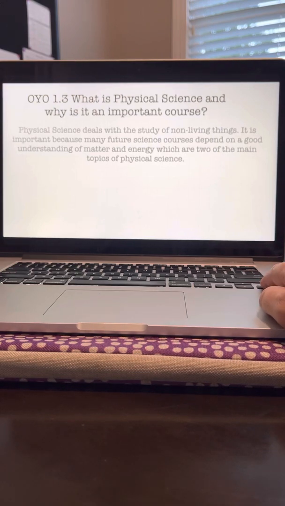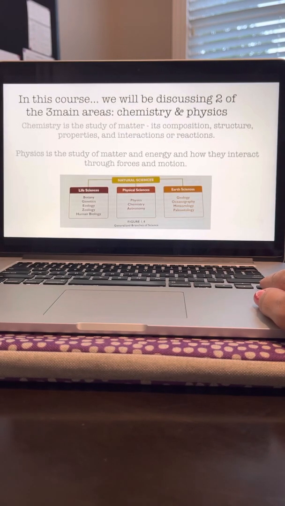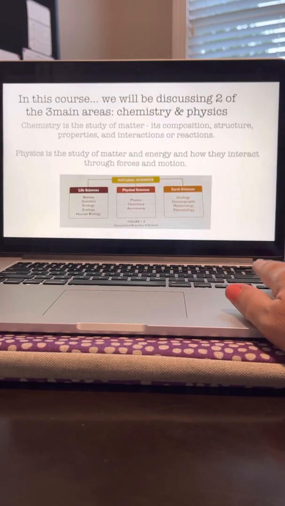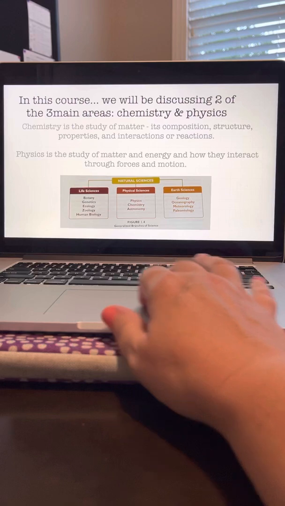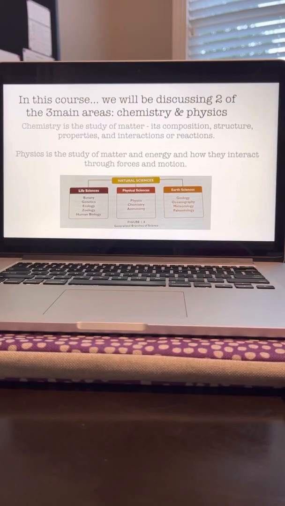On your own, 1.3. What is physical science and why is it an important course? Physical science deals with the study of non-living things. It's important because many future science courses depend on a good understanding of matter and energy, which are two of the main topics of physical science. In this course, we will be discussing two of the three main areas, chemistry and physics.